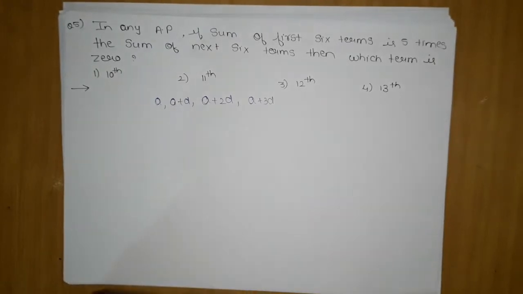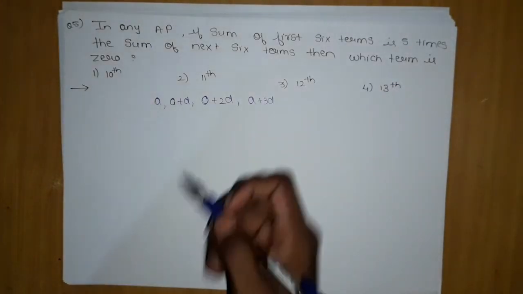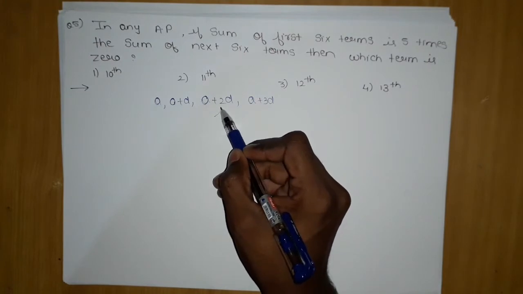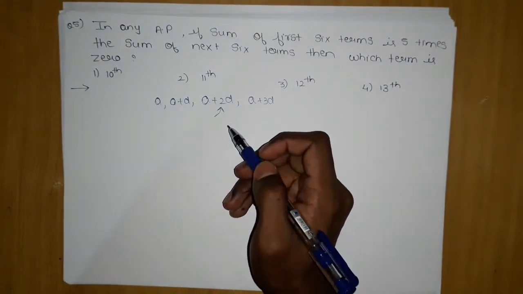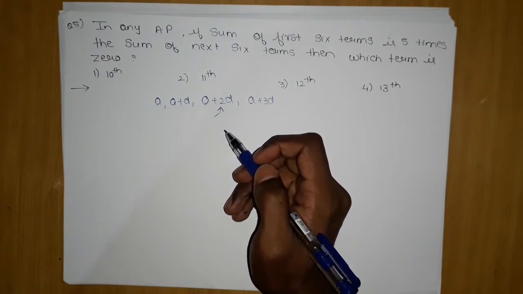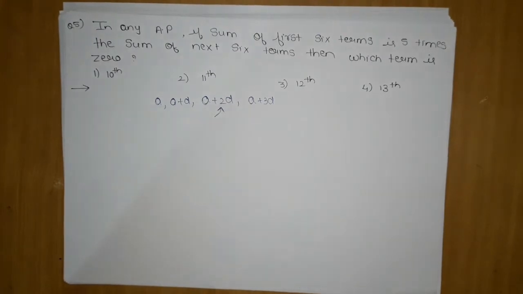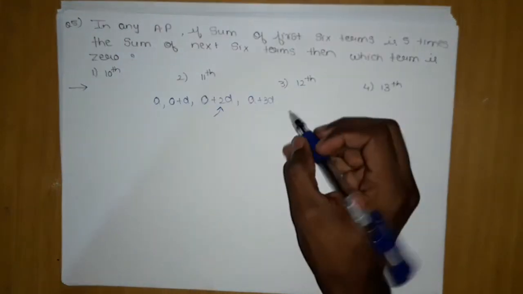But the error which children make is that they forget: remember always, if you are talking about the third term, it will always have 1 less, meaning 2d. If you're talking about t5, it will have 4d. If you're talking about t2, it will have d. If you're talking about t77, it will have 76d, okay, like that. So keep that in mind.